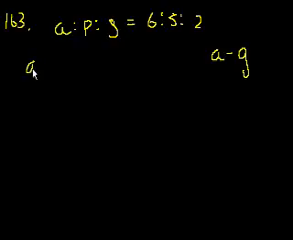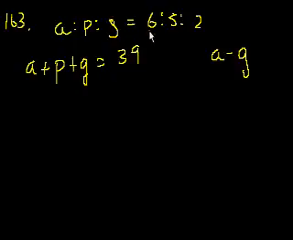Okay, so they tell us that the apples plus the peaches plus the grapes is equal to 39 pounds. And when you're dealing with a ratio, it's useful to say each of these is going to be equal to their ratio number times some number, right? Let's just say that apples are equal to 6 times some number x, right?